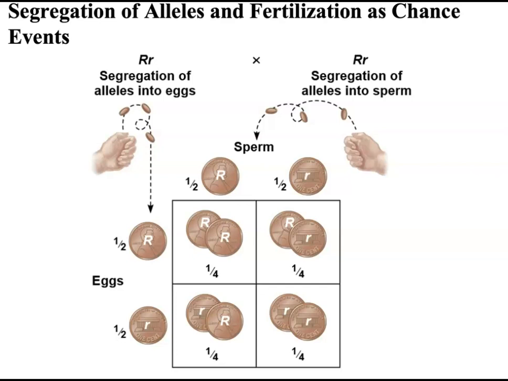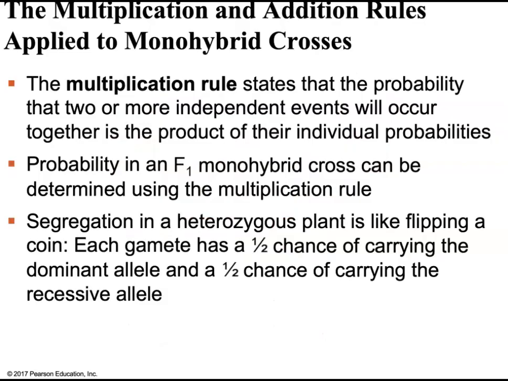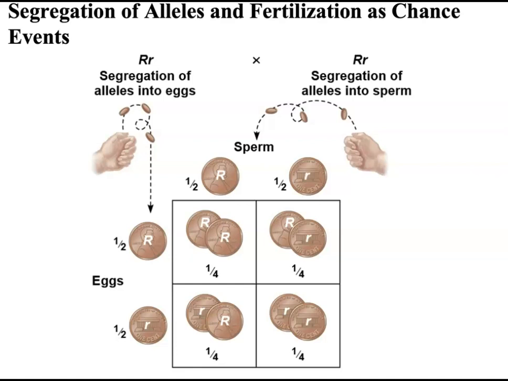Now this is where the math comes in. According to the multiplication rule, the probability that two or more independent events will occur together is the product of their individual probabilities. To rephrase that, for this example, the probability that the big R from the sperm and the big R from the egg will occur together in an individual is the product of their individual probabilities. So, to figure out the likelihood of an individual having the genotype big R big R, we multiply the chance of big R, which is 1/2, times the chance of big R, which is 1/2. 1/2 times 1/2 is 1/4.